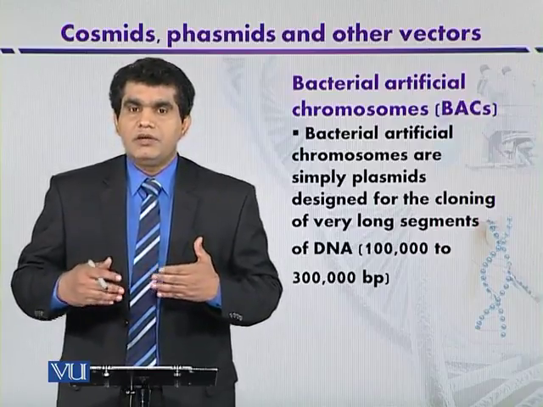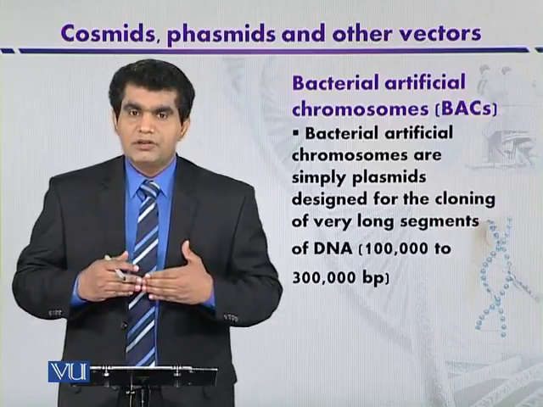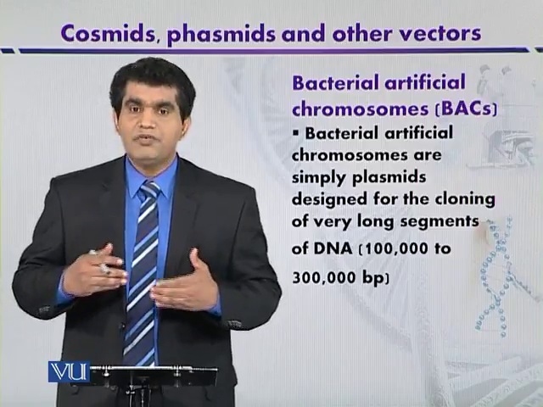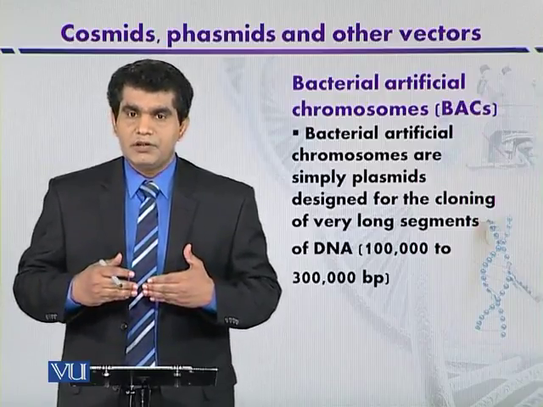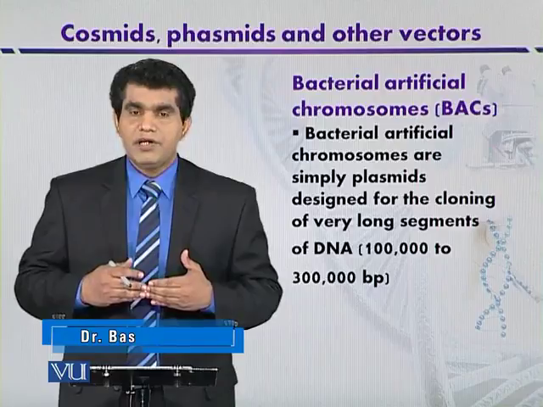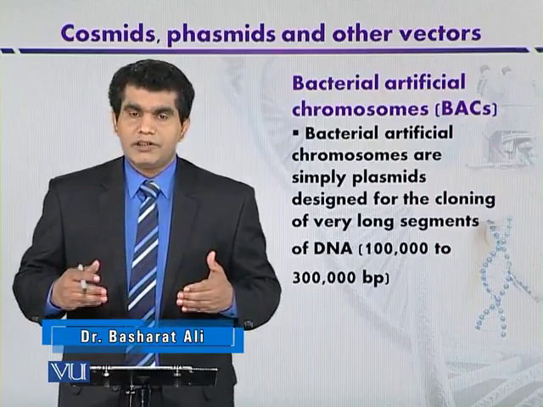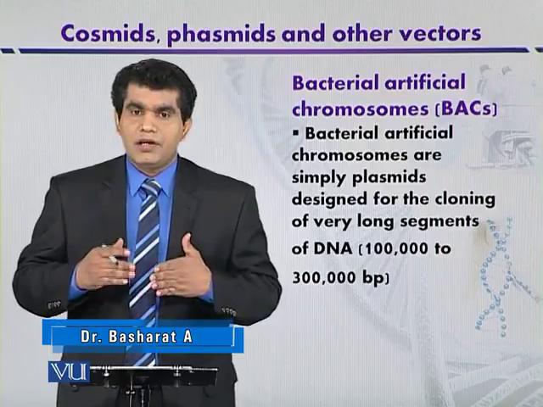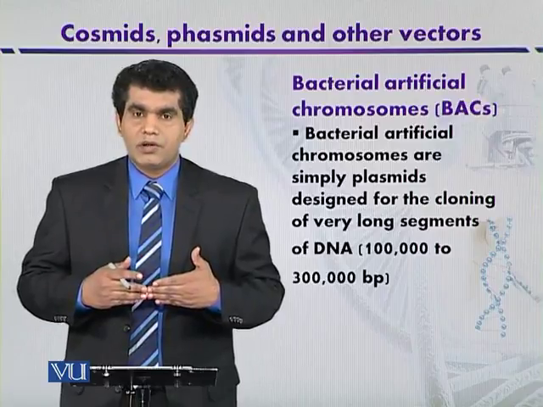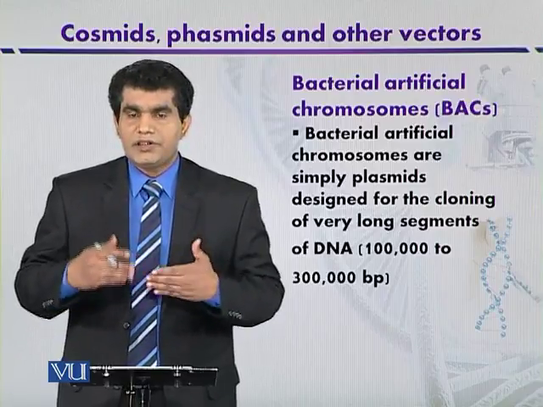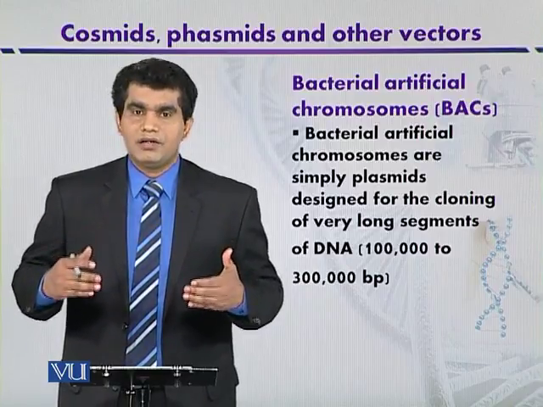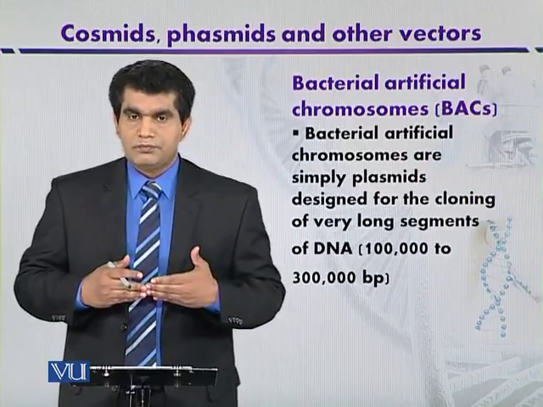And these BACs are bacterial artificial chromosomes. They have been constructed from some natural plasmids. If you remember the F plasmids, that is important during the process of conjugation, and even its derivative, which is called F prime, can carry a segment of bacterial chromosome. This trait of the F plasmid has been used to construct bacterial artificial chromosomes.